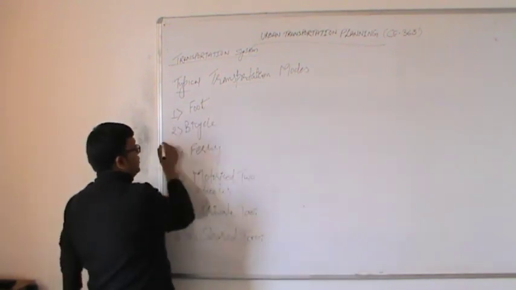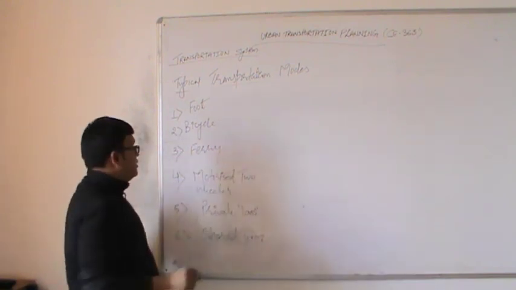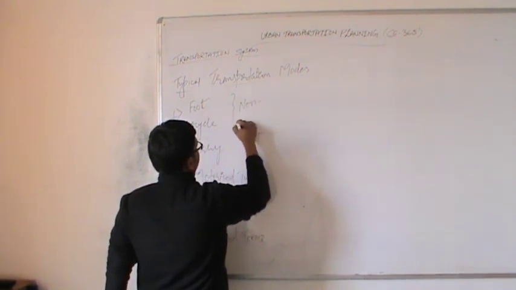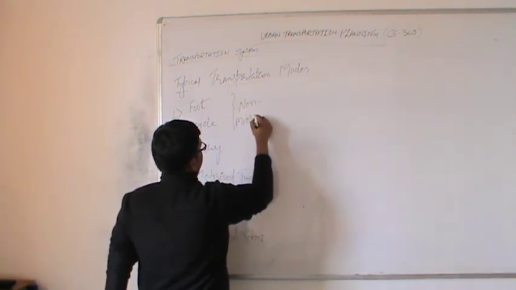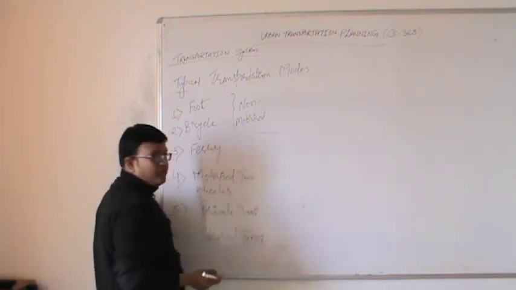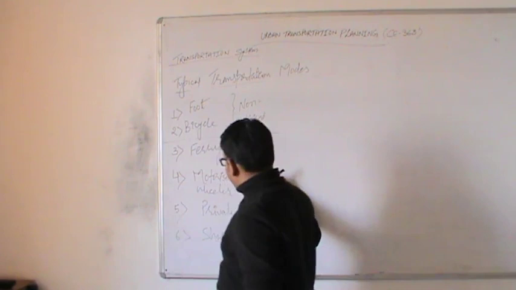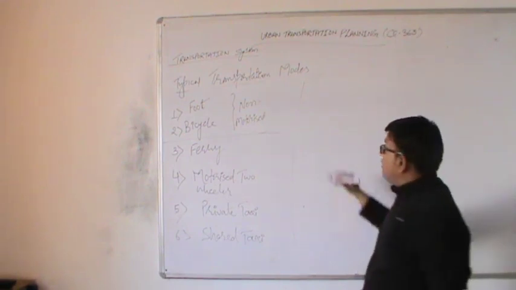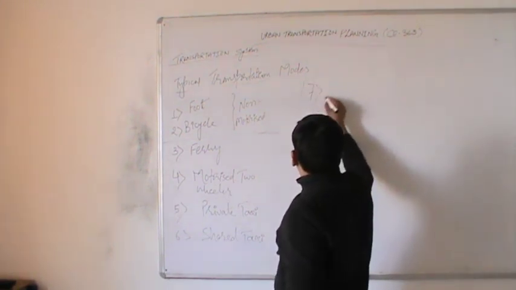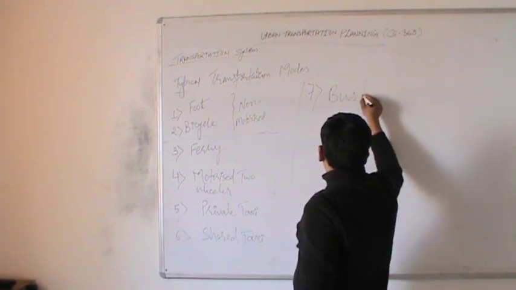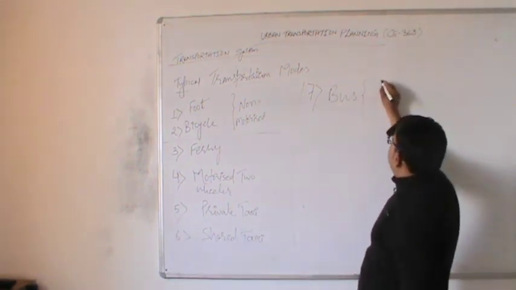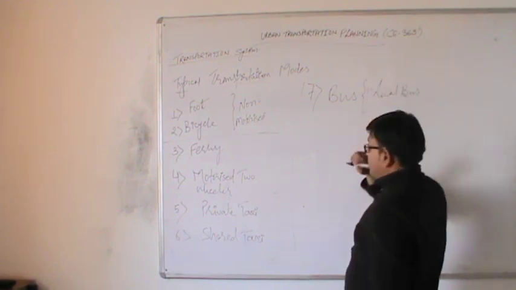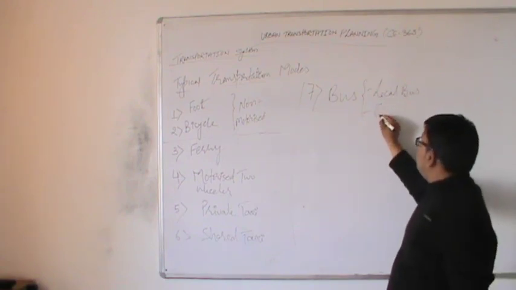Fine. We have started from the non-motorized mode of transport. Right, these are the motorized modes of transport: ferry, motorized two-wheeler, private taxi, shared taxi. Then we can take the buses. In the buses, we will include the local bus as well as the express bus also.